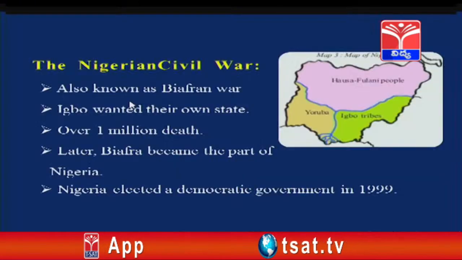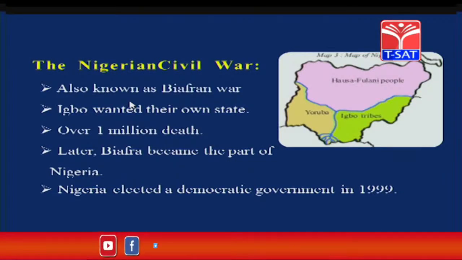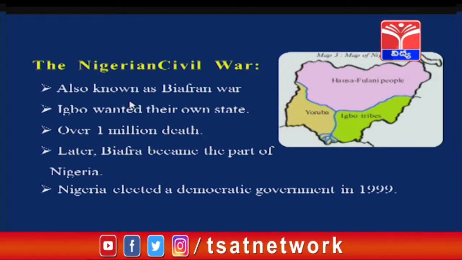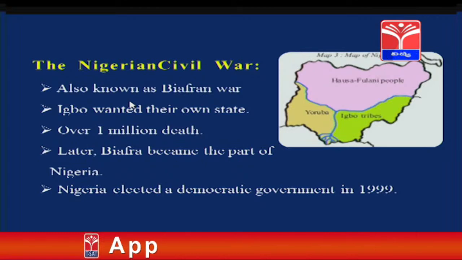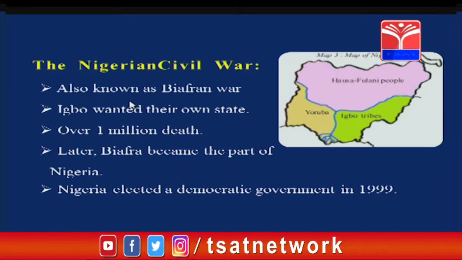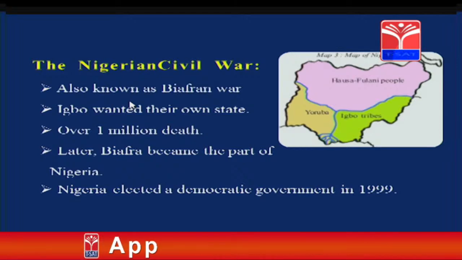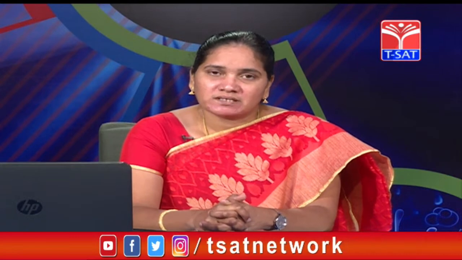The Igbo people wanted their own state. In this Biafra war, over 1 million deaths occurred. Not only the soldiers, but even common civilians died due to starvation. But after the civil war, this Biafra state became a part of Nigeria. And finally, Nigeria elected a democratic government in 1999. So, even after independence was given and a democratic government was formed, Nigeria was facing many challenges.